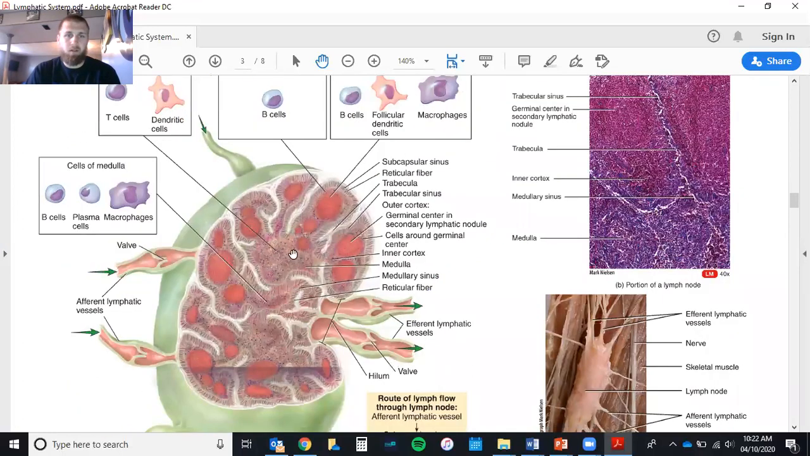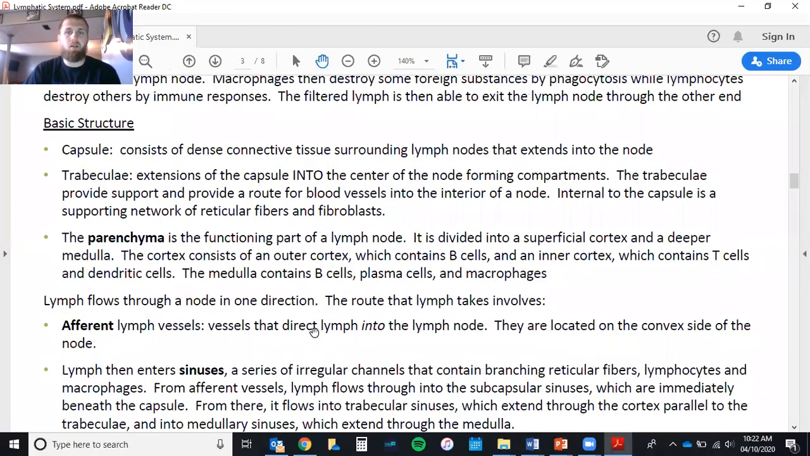You can see these compartments. Think of them like room dividers. If you think of an office cubicle, these are the dividers that create the cubicles. Instead of having one big open room, it's got many, many compartments. Trabeculae provide support and provide a route for blood vessels into the node.